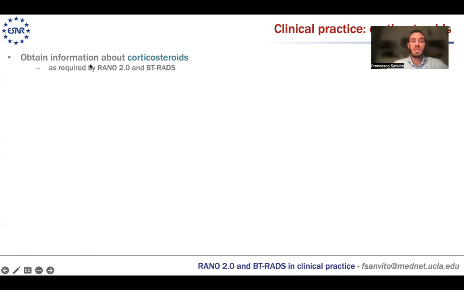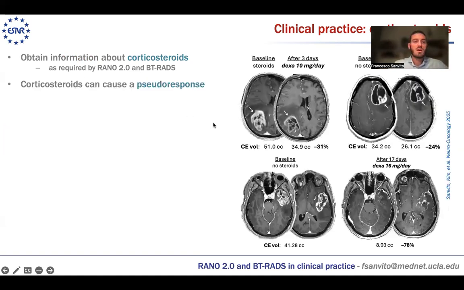Again, let's remember about corticosteroid doses. We should always obtain information about corticosteroids at previous time points, because we have to know the corticosteroid dose not only at the time point we are evaluating, but also at the reference MRI scans that we're comparing against. We already saw and mentioned how there's this pseudo-response phenomenon, and I call it pseudo-response because it's a very similar mechanism to the bevacizumab pseudo-response. And you see after steroids, there's sometimes a major shrinkage of the contrast enhancing component.